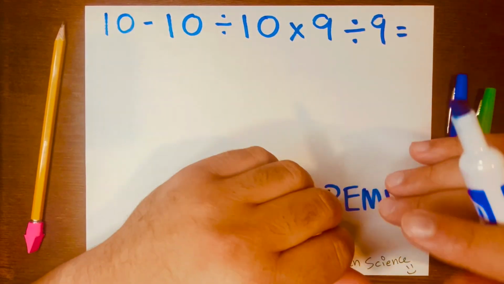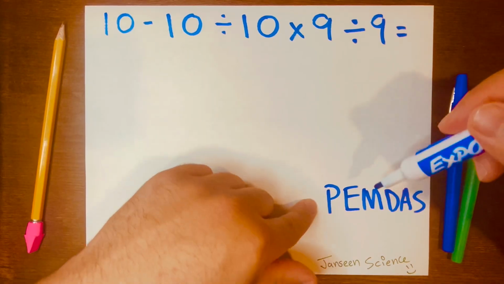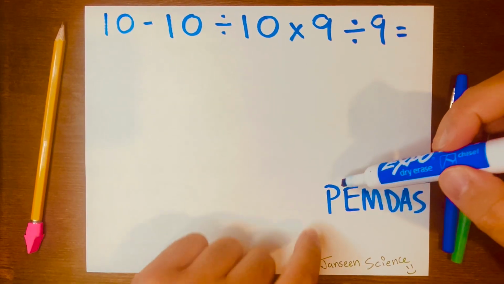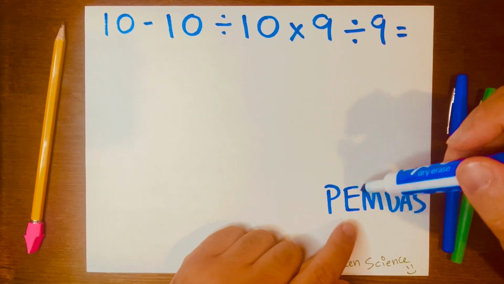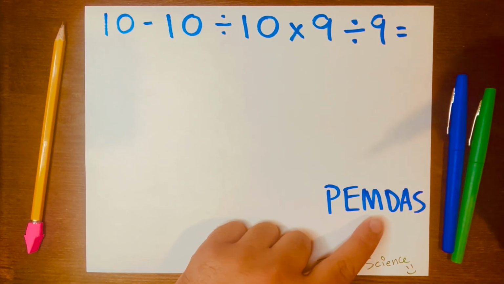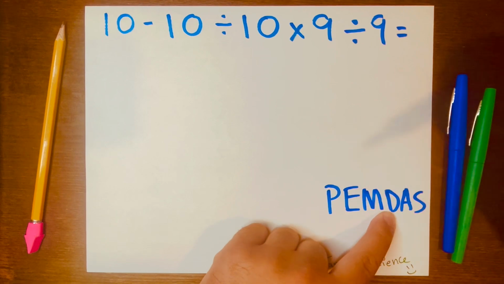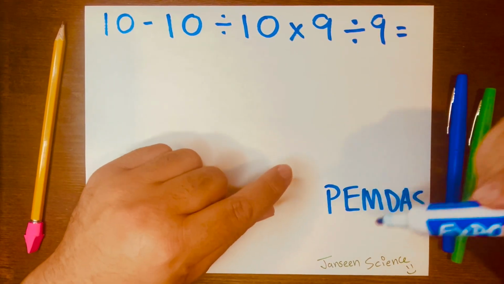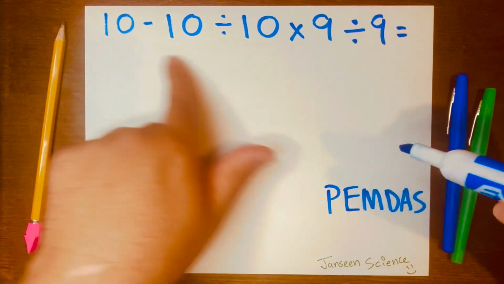And when you look at this problem, you're probably thinking about PEMDAS. It's an acronym for the order of operations. P stands for parentheses, E exponents, M multiplying, D division, A addition, S subtracting. And you'll use this to solve this problem.